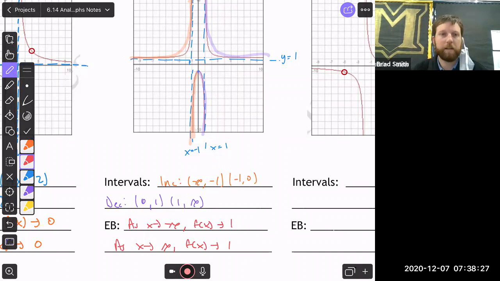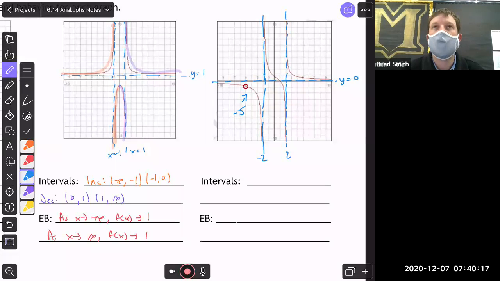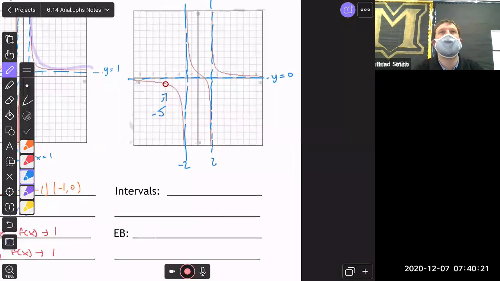All right, take a second. I'm going to pause this so it's not super long online. Try number 3. All right, so let's take a look at this. So I went ahead and labeled everything while y'all were working. I got my horizontal asymptote at y equals 0, vertical asymptotes at x equals -2 and +2, and I also have a hole here at -5.